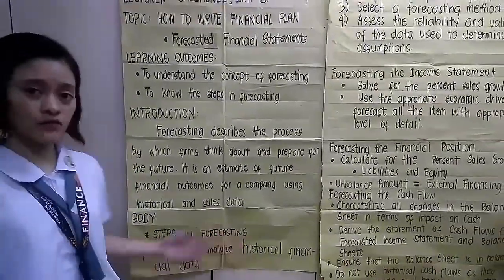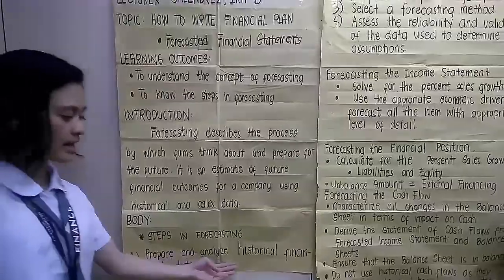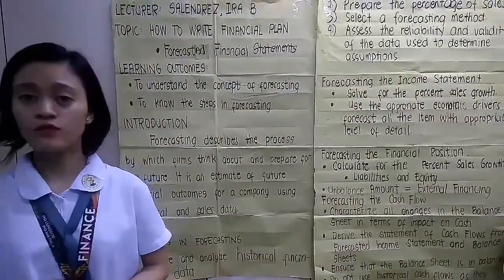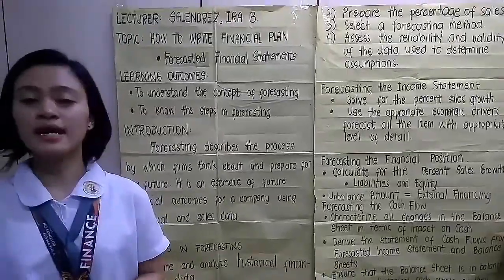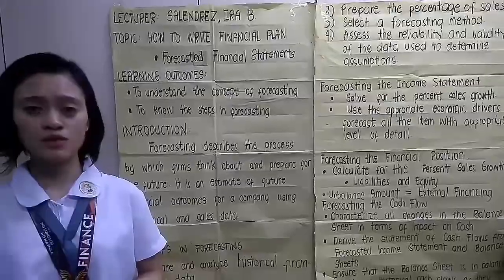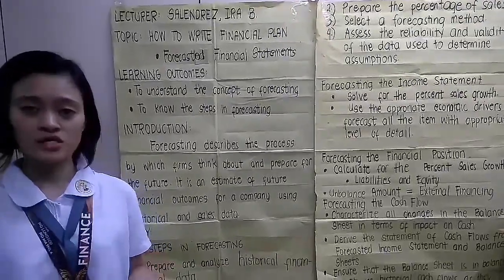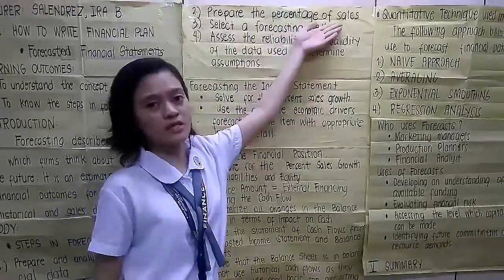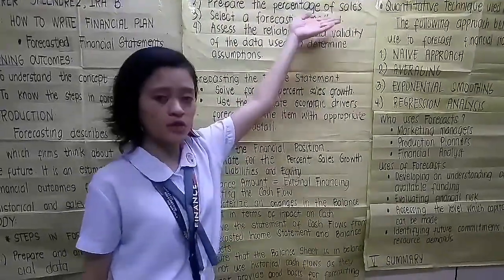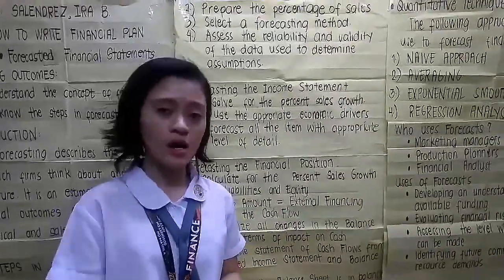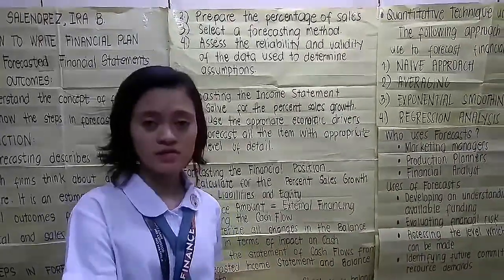Steps in forecasting. First is to prepare and analyze the historical financial data of the company. Before forecasting future financials, build and analyze the historical statements and other related data that can be used in forecasting the financial statements. Second is to prepare the percentage of sales. The percentage of sales, put differently, is the relationship of the accounts in the financial statements with its revenue.